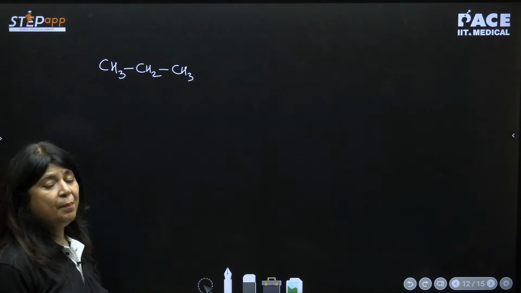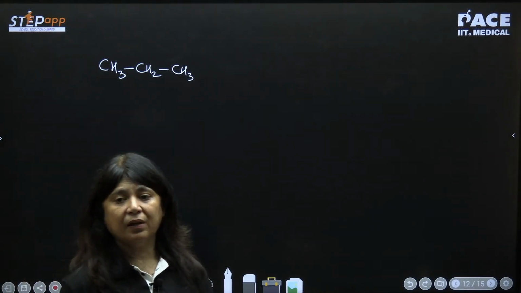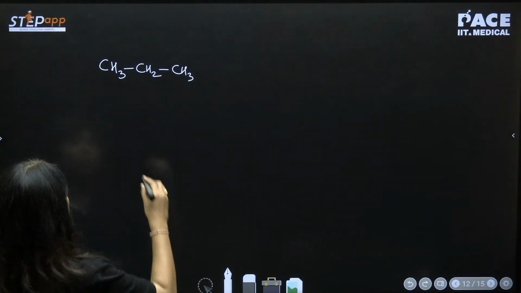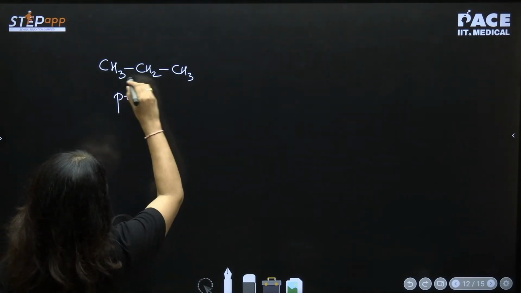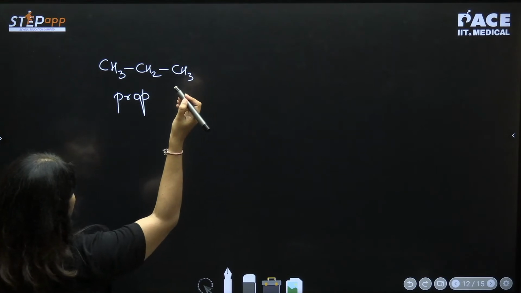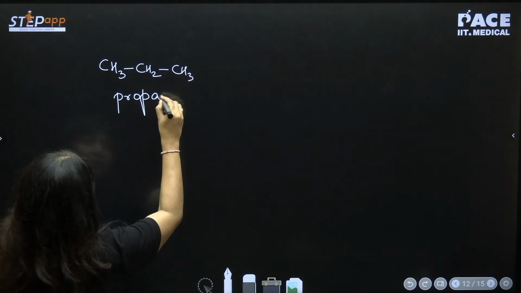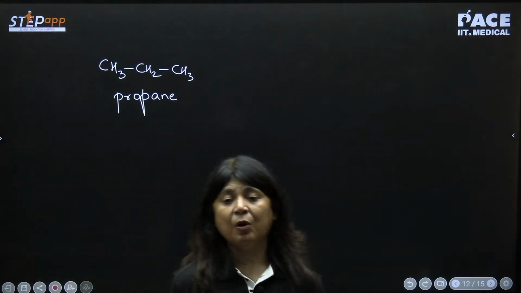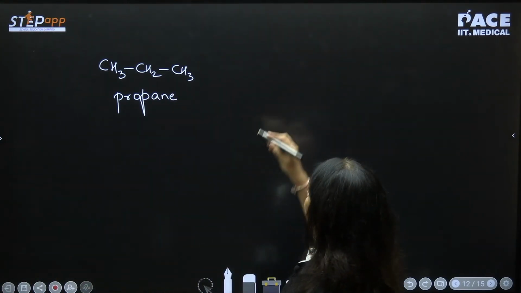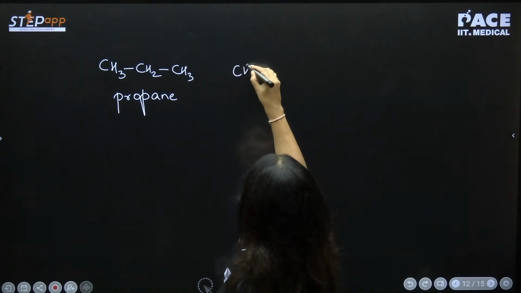Now if I take this compound, it has 3 carbon atoms, so the root word here is going to be prop. It is saturated because there are no carbon-carbon double bonds or triple bonds. So the primary suffix I'm going to add here is ane, and the name of the organic compound becomes propane. What if I take something like this?